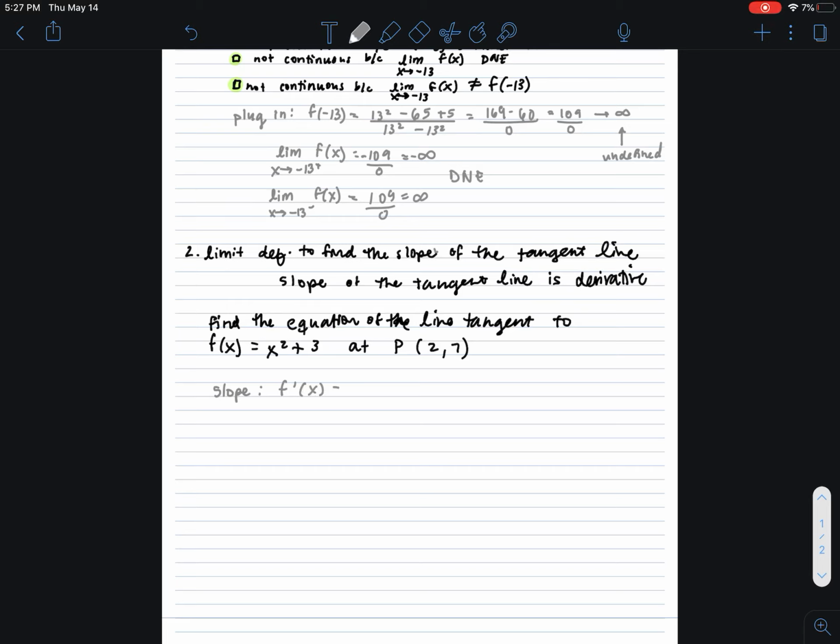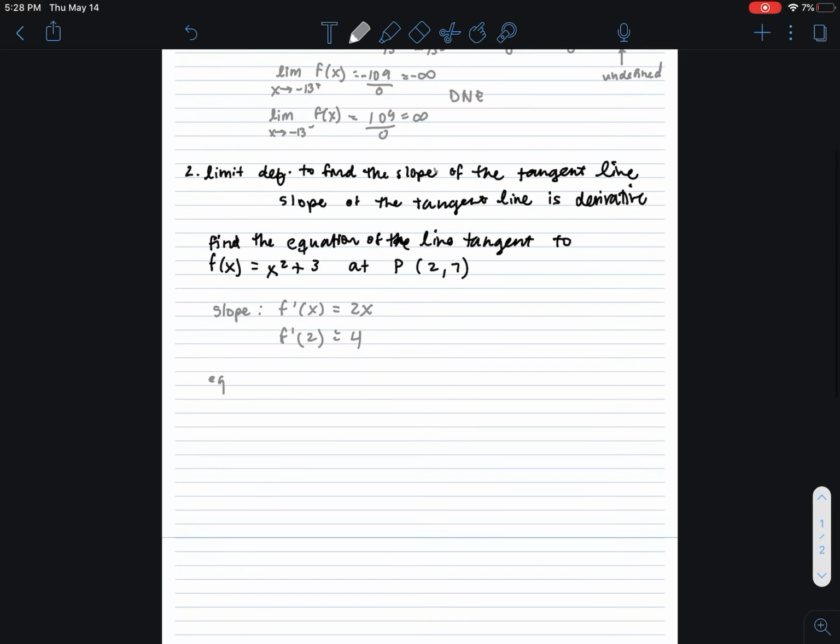We have f prime of x is equal to 2x. That's the part you would use the limit on. Why would you use the limit when you have this tool? I guess you technically could, but it's not necessary. Think smarter, not harder. Okay, and so f prime of 2, so that's saying the slope at this point, where x is equal to 2, is 4. So that's the slope of your tangent line. And now the equation, we'll use point slope form.